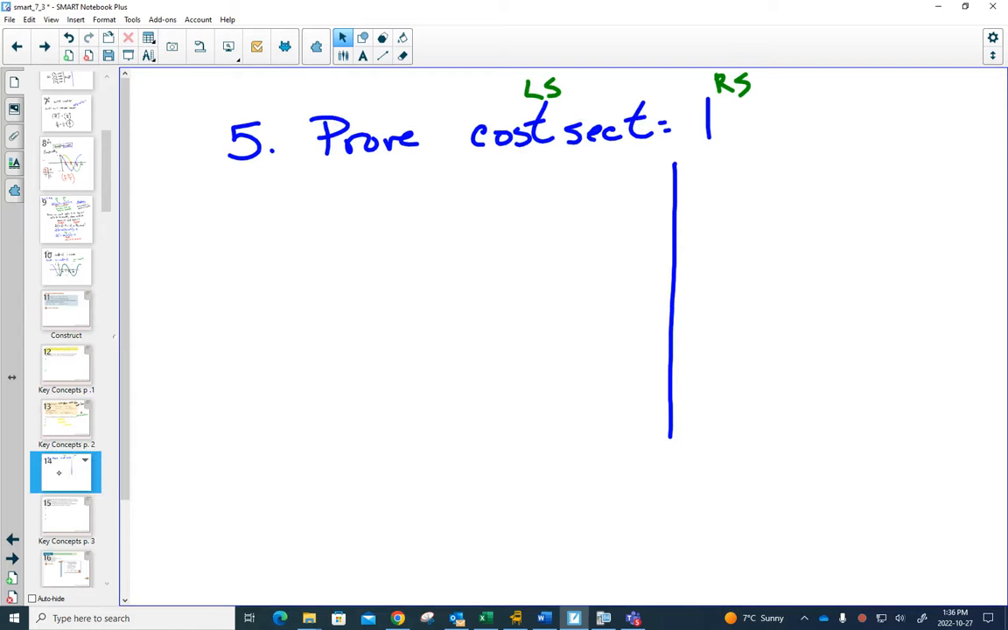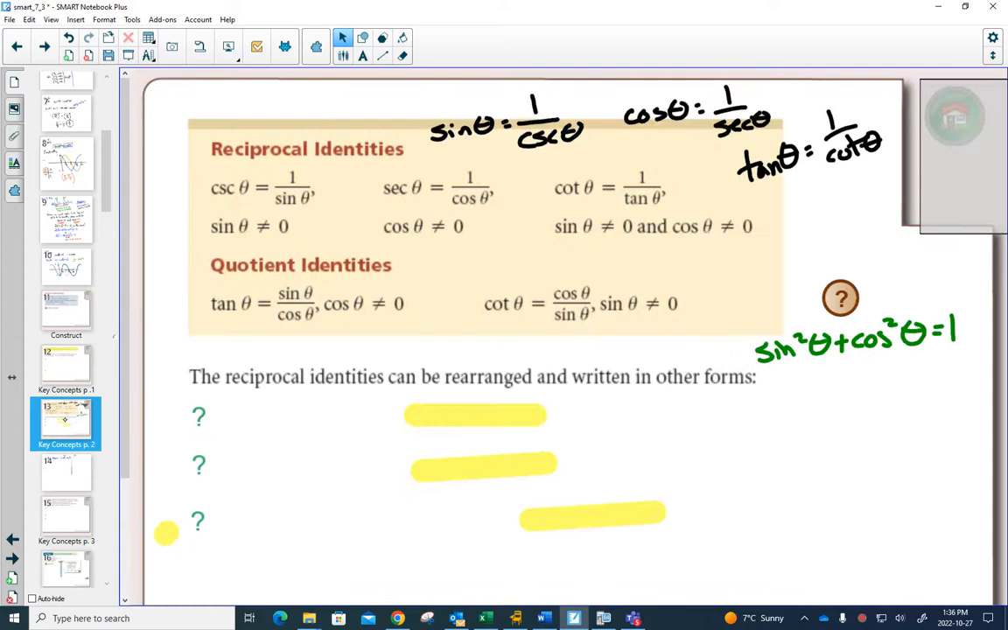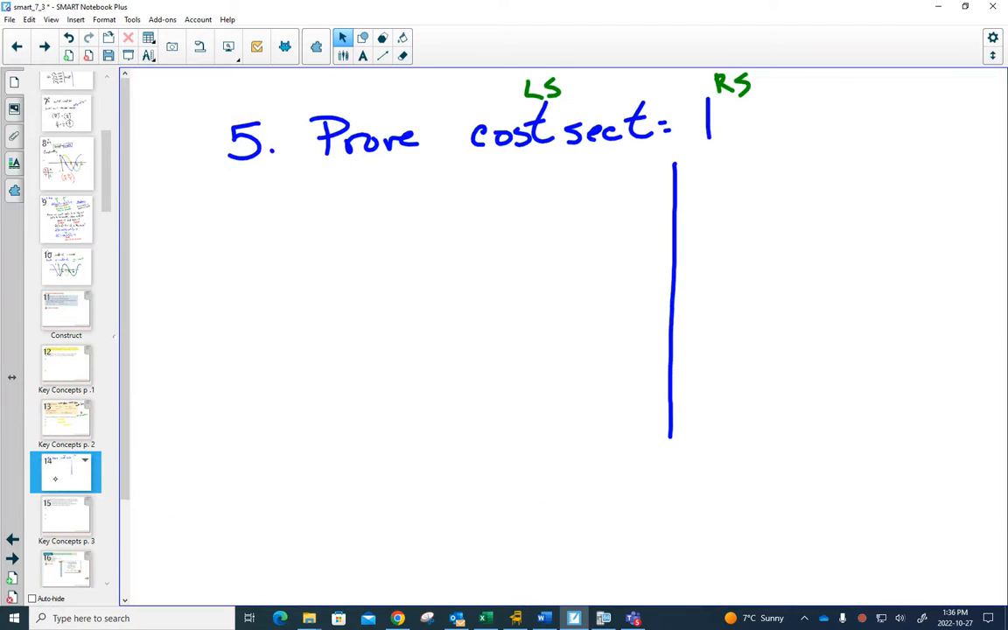So for example, I can change secant to something. I look at my sheet here. The only thing I can change secant to is 1 over cos. So maybe that would help me. I take this question, I have cos t, and I change secant to 1 over cos t. And I introduce a fraction.